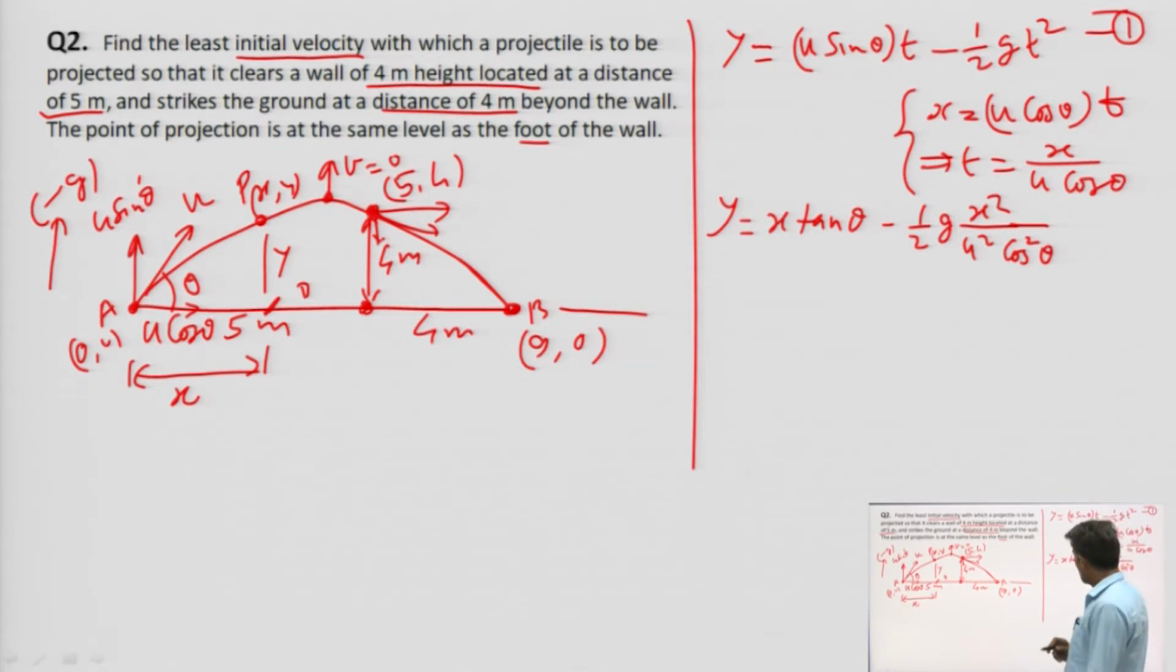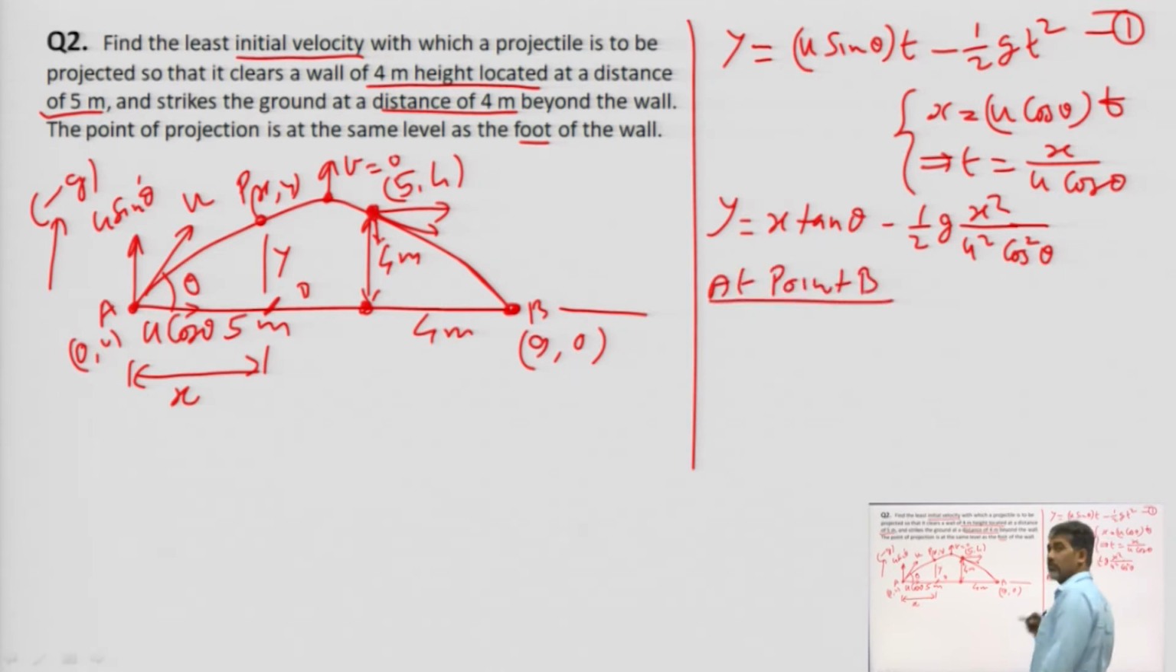Now, we need to put in the values one by one for these points. Let us put in point B. So, at point B, the value of x is 9 and y is 0.